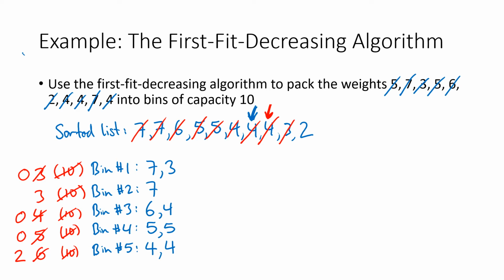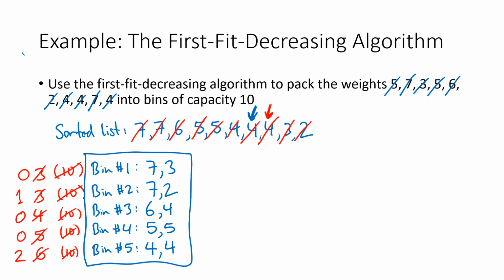Finally, I've got a weight of 2. That's going to go into bin number 2 because that's the first bin on my list that can hold it, so that's where that 2 goes. Cross it off my list, update my capacity, I'm down to 1. So I was able to fit all of my weights into 5 bins, which, if you compare this to the results that we got in the previous lecture, is actually an improvement. So as we see, sorting the list of weights from heaviest to smallest is actually giving us an improvement in our solution.